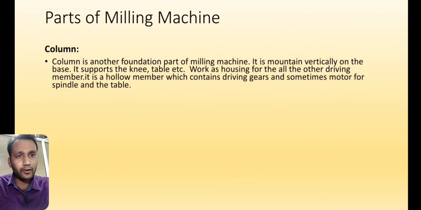Next is the column. The column is another foundation of the milling machine. It is mounted vertically on the base. It supports the knee and table. It is a housing for all the other driving members, the gear drive and the belt drive. It is a hollow member. It contains the driving gears and motor for the spindle and the table.